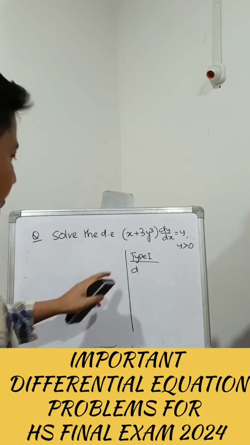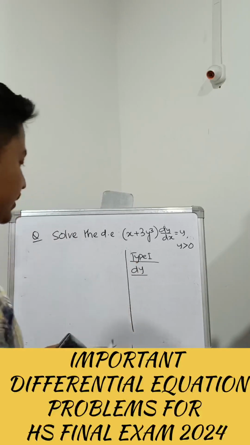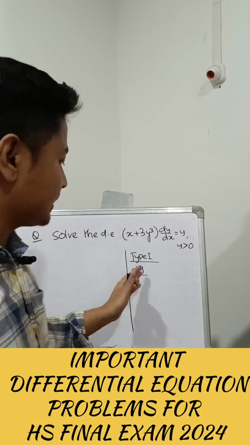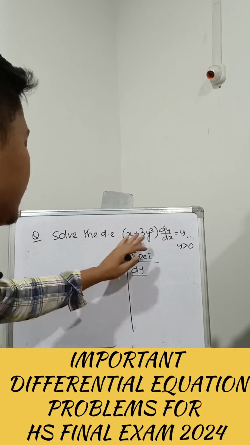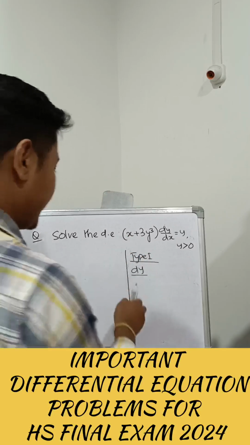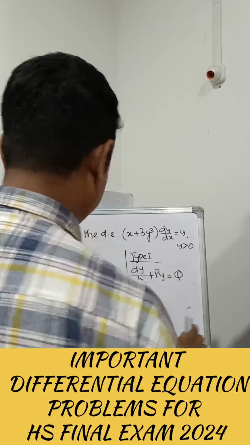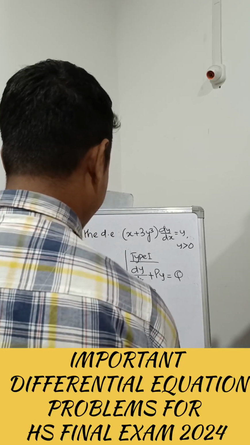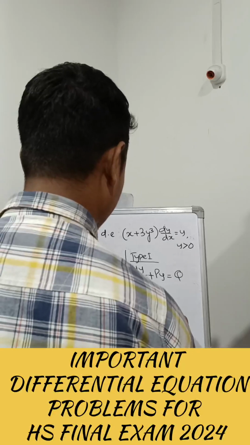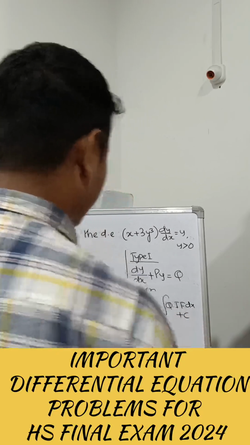So just observe these two structures, that is, these two types of linear differential equation and the solutions associated with them. Then you are automatically able to solve this given differential equation. Okay, so type 1 is what? dy by dx plus py equal to q. Here the solution for this differential equation was y into integrating factor equal to integration of q into integrating factor into dx plus the integrating constant.